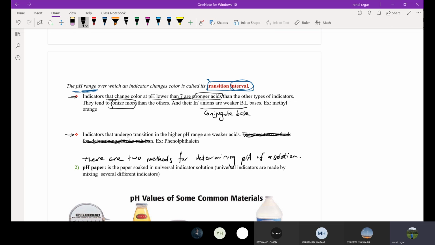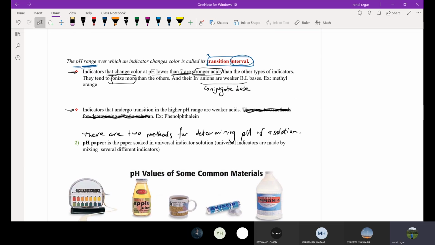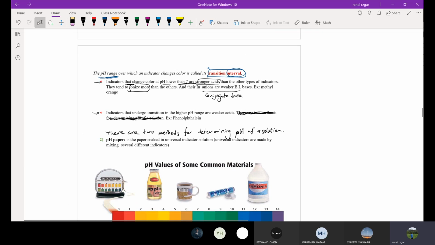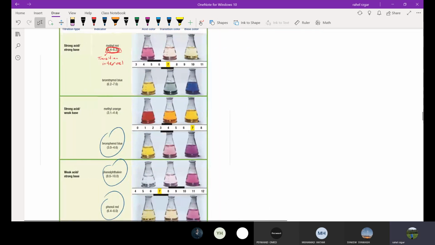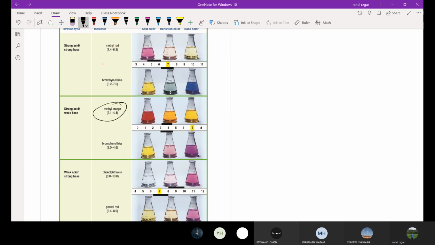Conjugate base. Again, indicators that change color at a pH lower than 7 are stronger acids. We have 6 indicators here. The example given in the book or in that note is methyl orange.